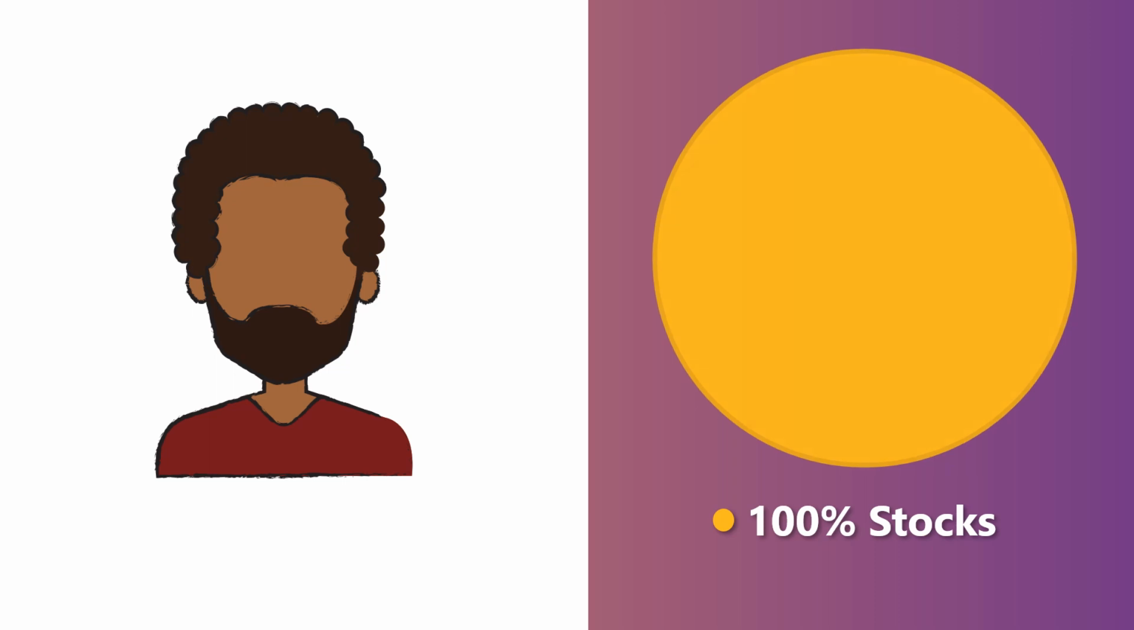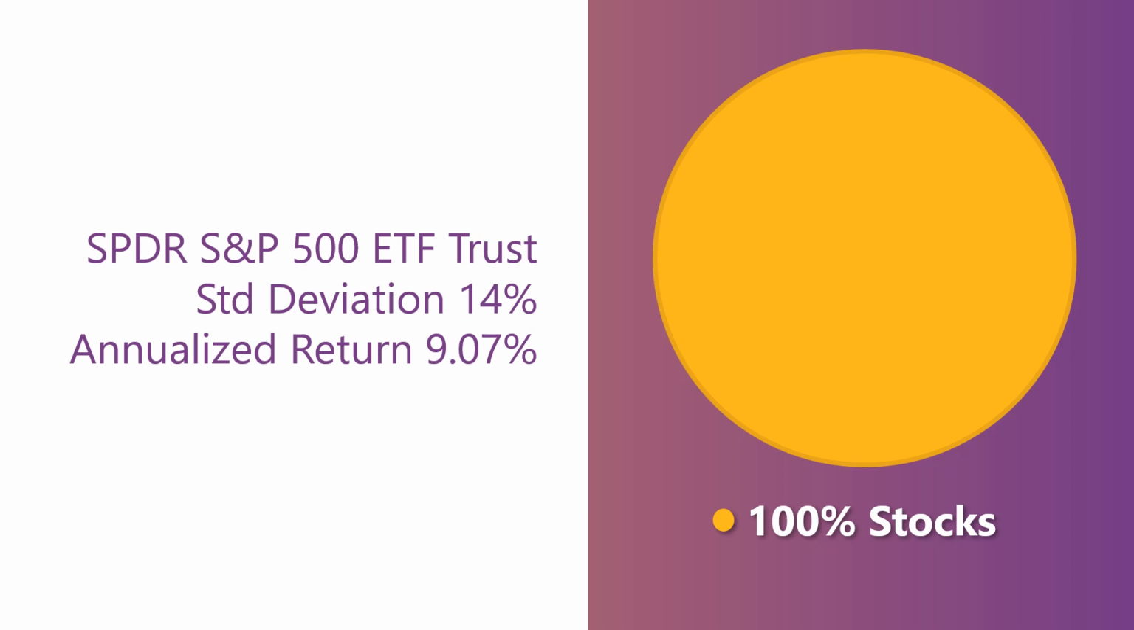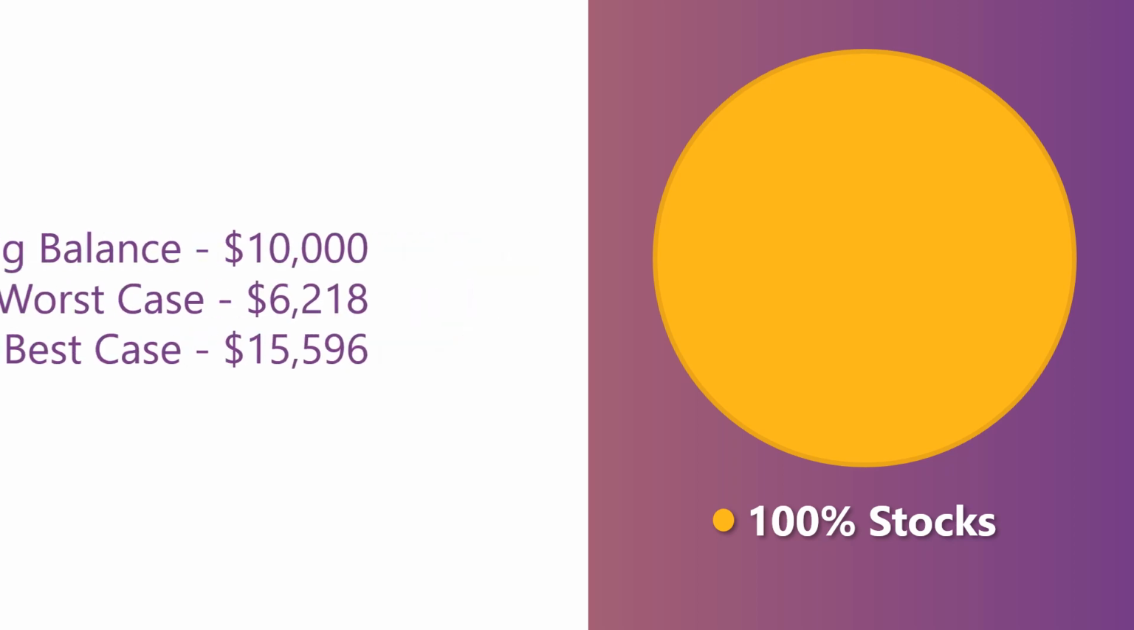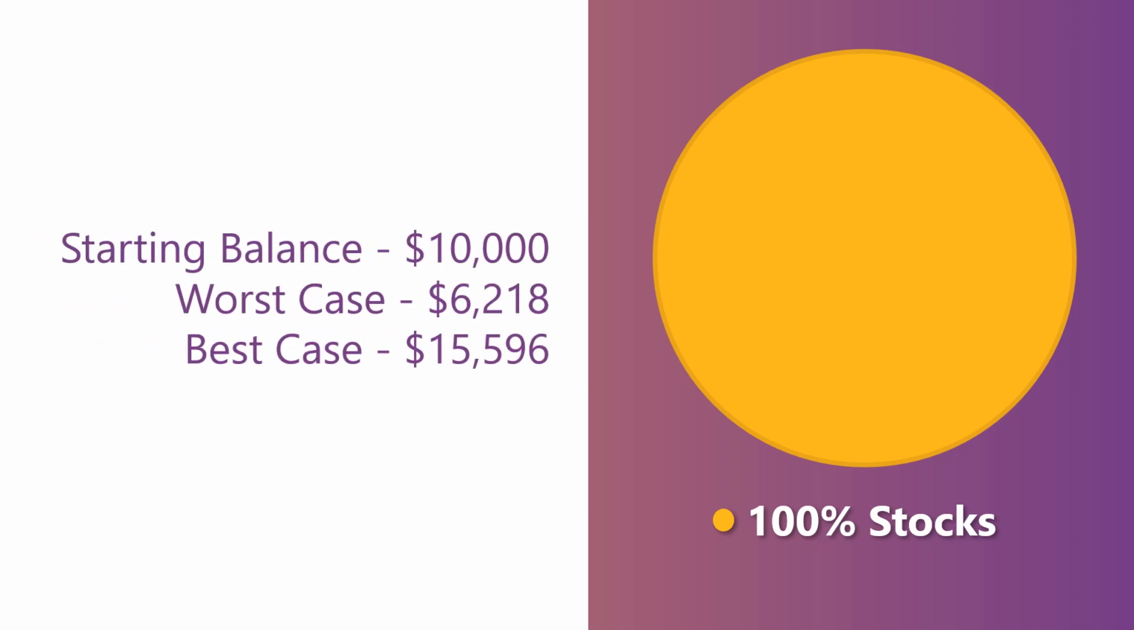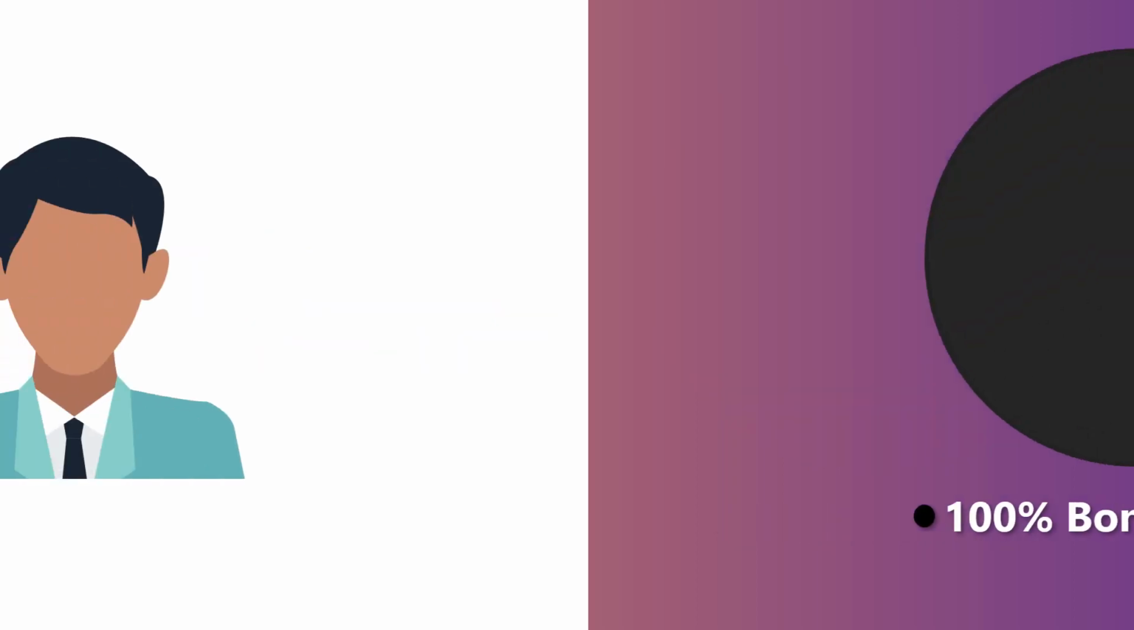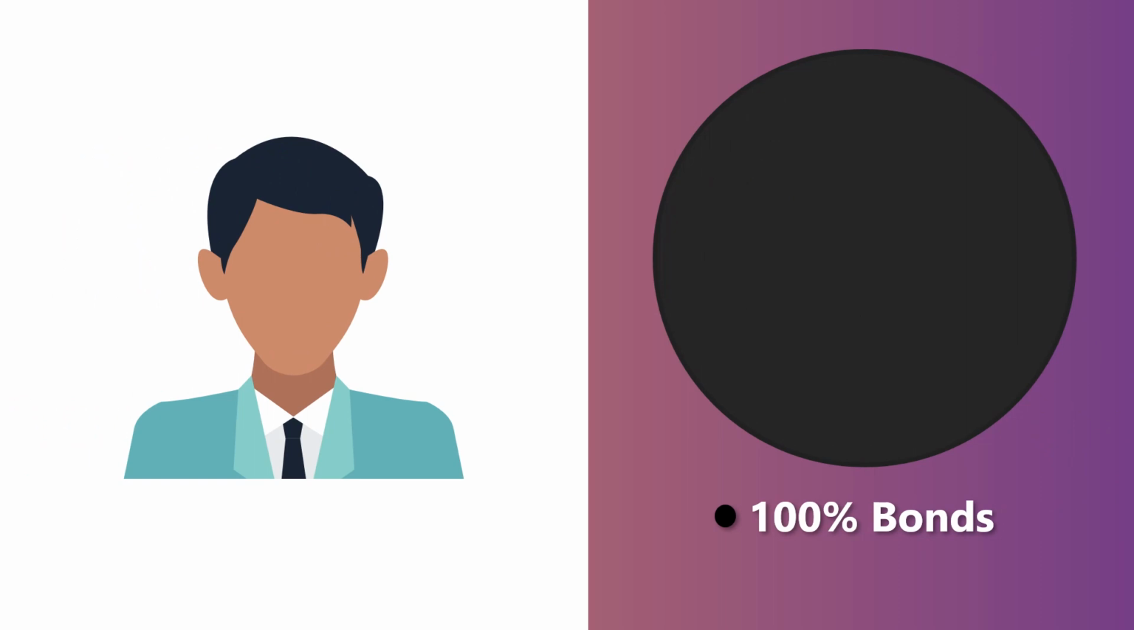Take Joseph. He decides to invest 100% in stocks at the beginning of his journey to reach his financial goals based on his risk capacity and time horizon. He starts out with $10,000 and invests in the S&P 500 ETF. Using standard deviation, we can estimate the worst case his balance drops to $6,218 by the end of the year. The best case, his balance will increase to $15,596.